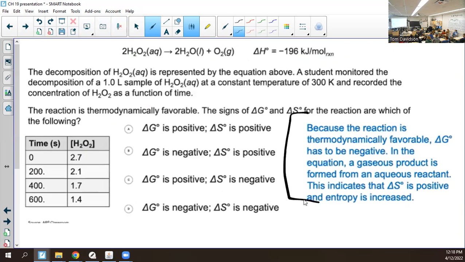So delta G is negative, the equation, yada, yada, yada. We good with that? Are we okay, 100% okay with when entropy increases? You're going to be asked that 3 or 4 times. It could be from math. It could be from just analyzing qualitatively.